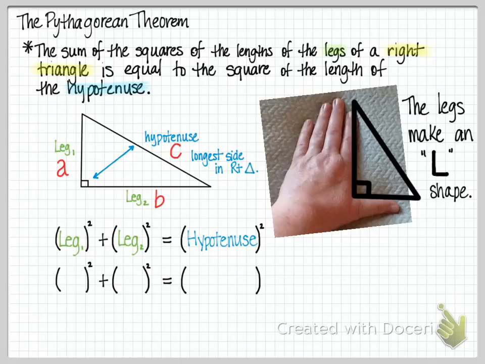And so instead of the words leg and hypotenuse, we plug in A for the first leg, B for the second leg, and C for the hypotenuse. And so typically we hear the Pythagorean theorem stated as a squared plus b squared equals c squared. But truly, it's the sum of the squares of the lengths of the legs of a right triangle is equal to the square of the length of the hypotenuse.